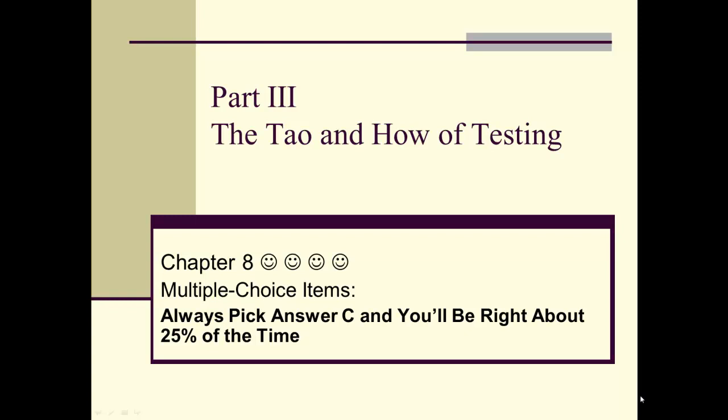Chapter 8, ladies and gentlemen, is going to cover multiple choice items. Always pick answer C and you'll be right about 25% of the time. Well, maybe the law of averages will catch up with us as we answer multiple choice kinds of questions. And so let's take a look at the multiple choice question and see how it's created and what it can do for us.